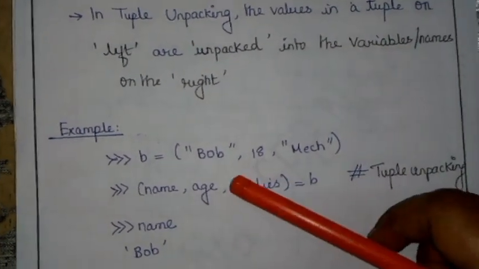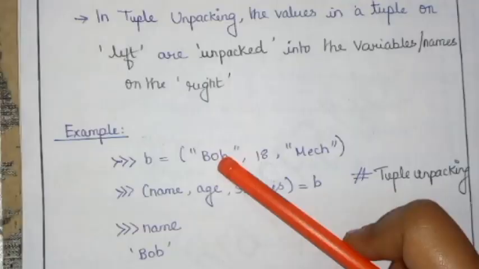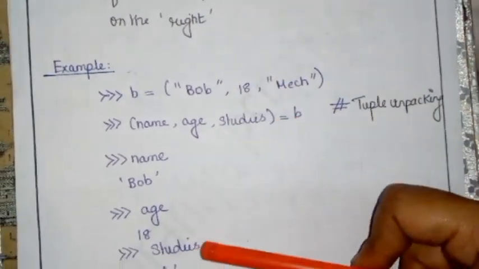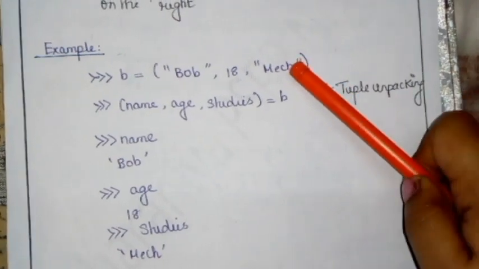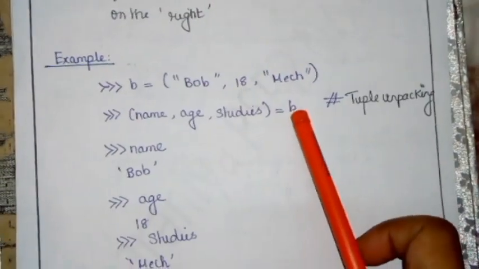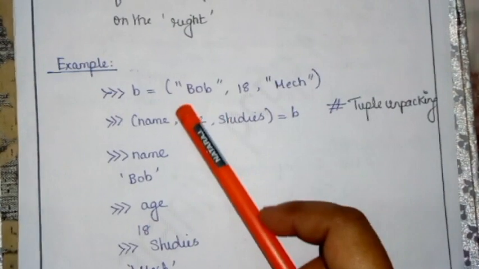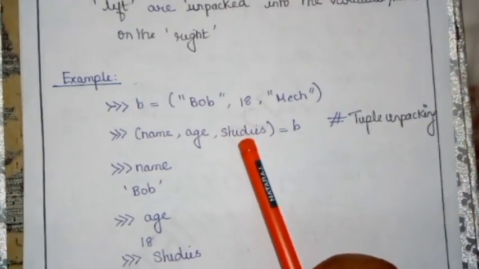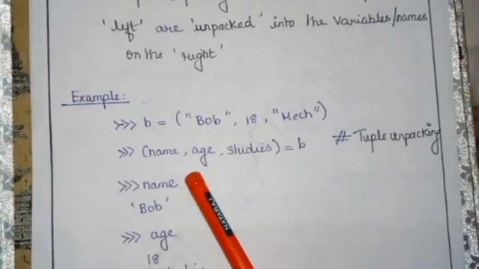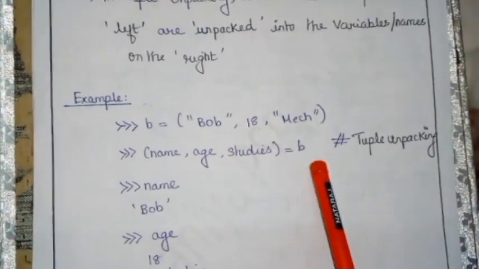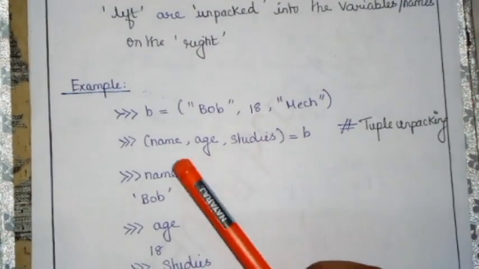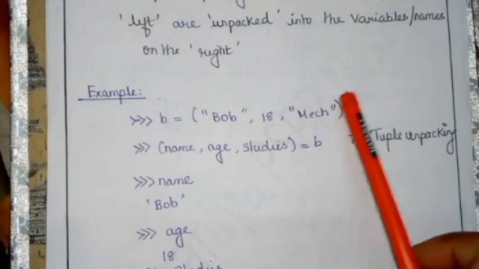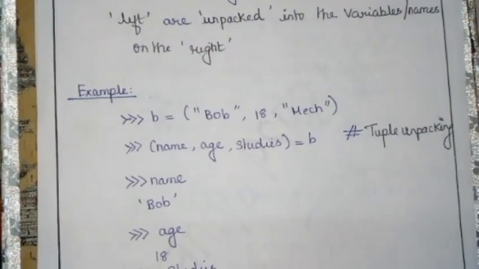So what happens when I give name? It will be assigned with Bob. When I give age, it will be assigned with 18, and when I give studies, it will be assigned with Meg. You know B contains all these three, right? And name, age, and studies, which is the left side, are unpacked from B. So name becomes Bob, age becomes 18, and studies becomes Meg. So this is the concept of unpacking.